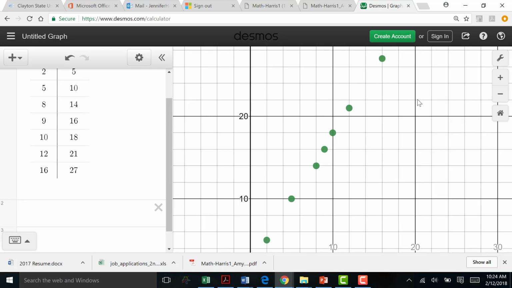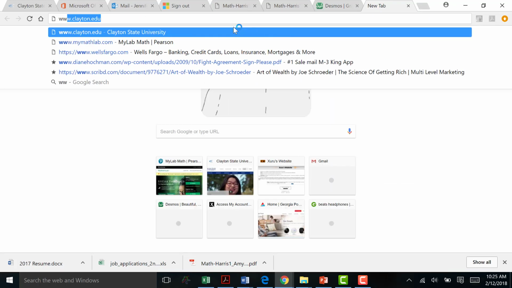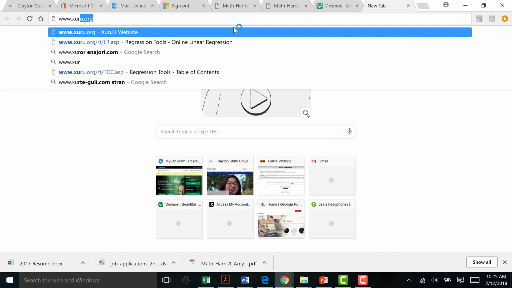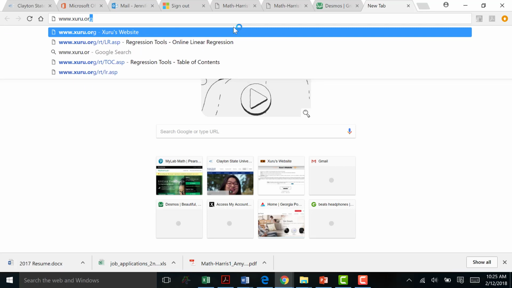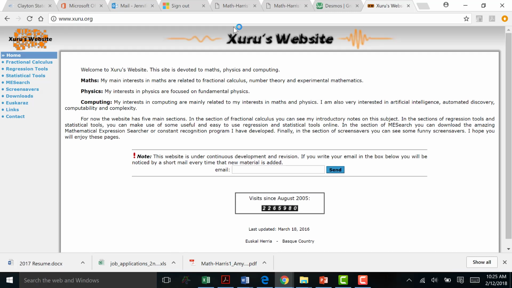What's the equation? I don't know. So we've got to go create it. So let's go to Zuru. Let me put this up on the screen so you'll see it. This is called www.xuru.org. Go there. Tell me if you have this screen.